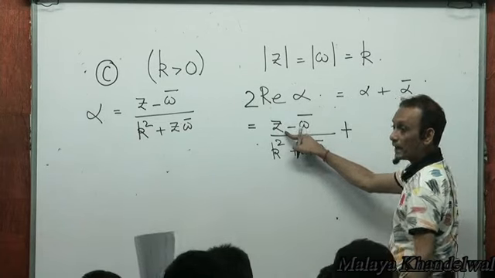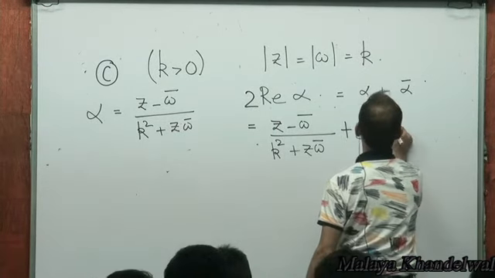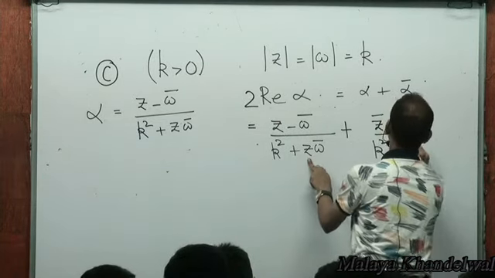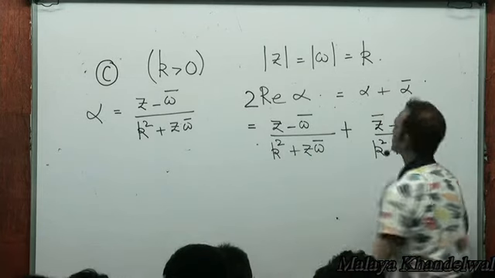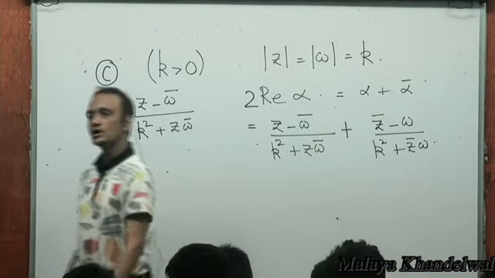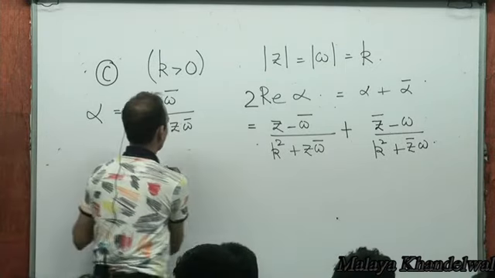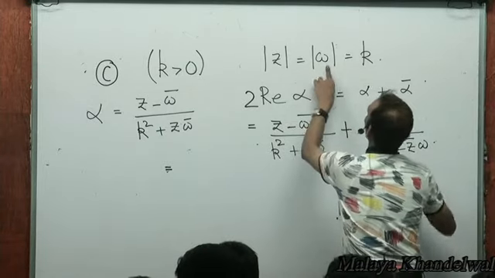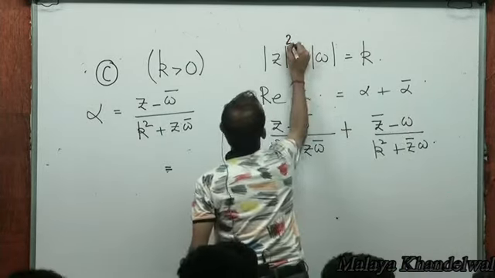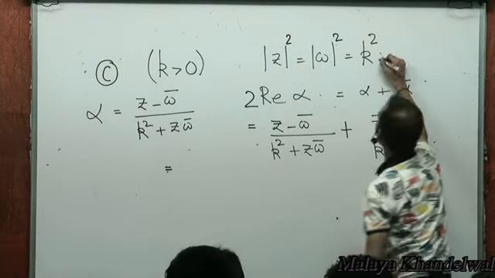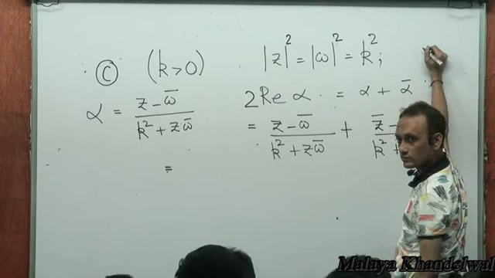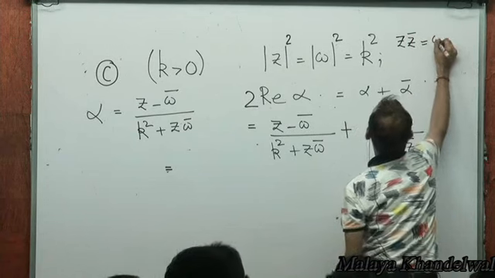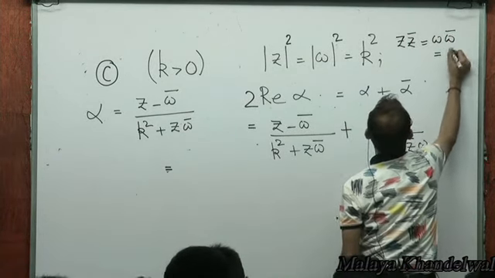Bar of this, right, which is z bar minus omega bar. k is a real number, so k squared would be a real number, and its bar will be the same. So z bar omega. Is it not? Now, mod z is mod omega is k. So mod z squared is mod omega squared is k squared, right? So z z bar would be omega omega bar is k squared.